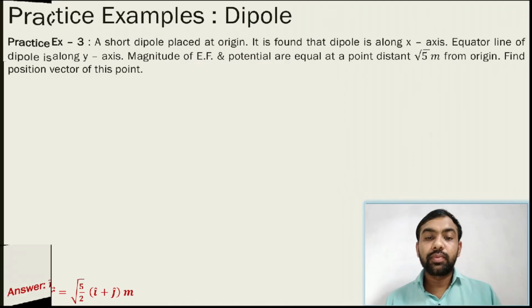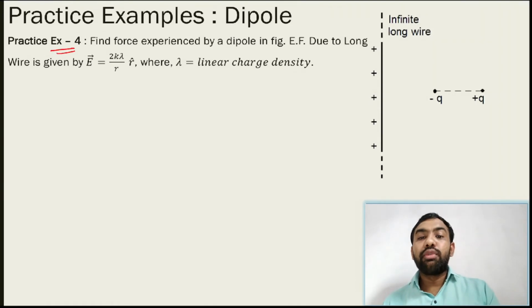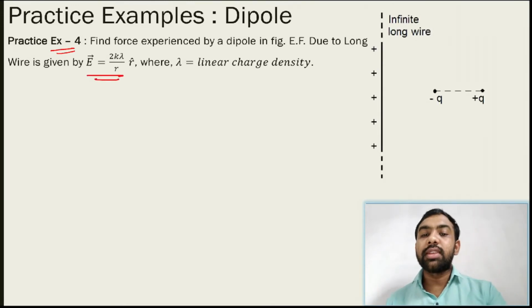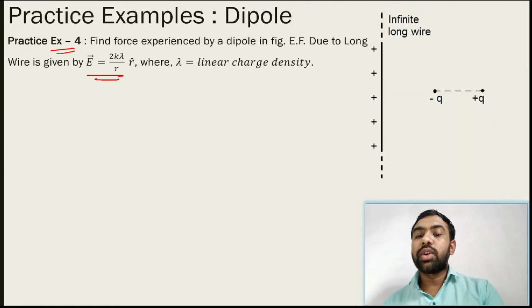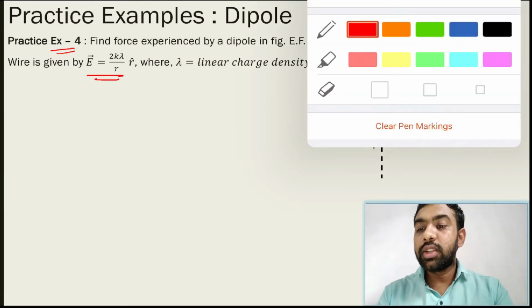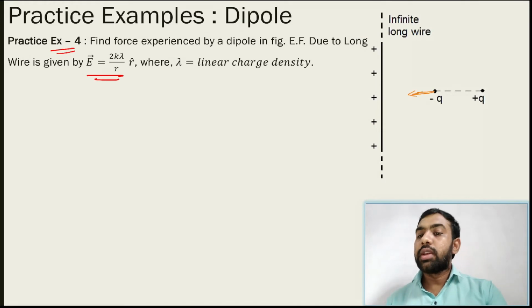Okay, let's see example number 4. Find the force experienced by a dipole in the figure. So here the dipole is given. Due to this long wire, the electric field is given by 2k lambda upon r, r unit vector, and lambda is the linear charge density. That means here there is a positive charge density, so how do we find the force? Look, we can find the force in two ways.